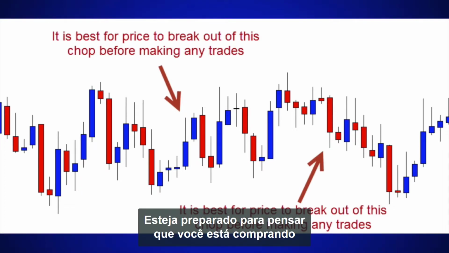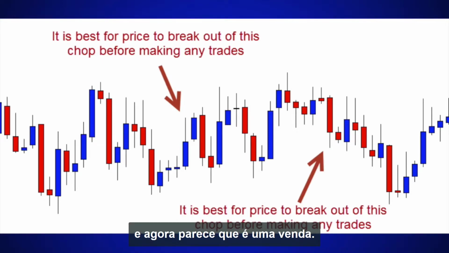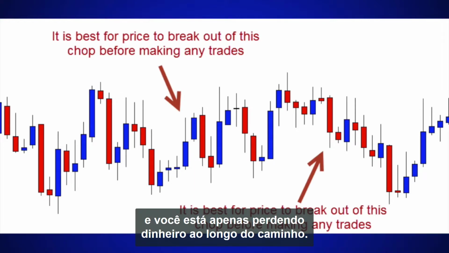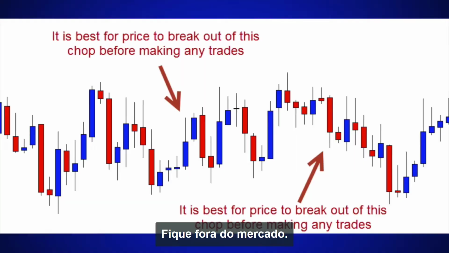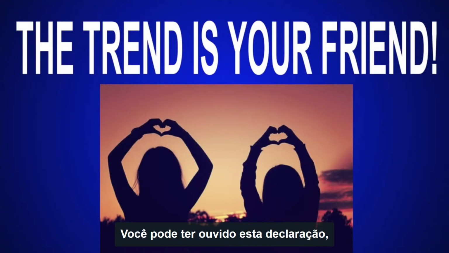Be prepared to think that you were in a buy and now it looks like it's a sell, and then you decide to try to sell and then it turns out to be a buy, and then you're just losing money all along the way. It is best to stay out of choppy markets. Stay out of the market. You may have heard the statement, the trend is your friend, and there is a reason for that.